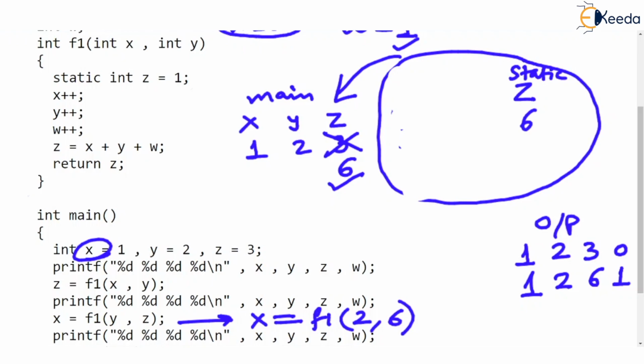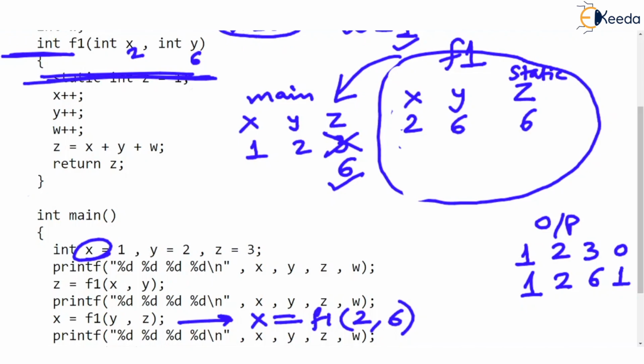So in the function F1, X will become 2, Y will become 6. So I am opening F1 function again. X becomes 2, Y becomes 6, and static int Z is not declared again. I hope you have seen the fundamentals of static storage class. Static Z is not declared again because last time this static Z was preserved in the memory and even its value was preserved.